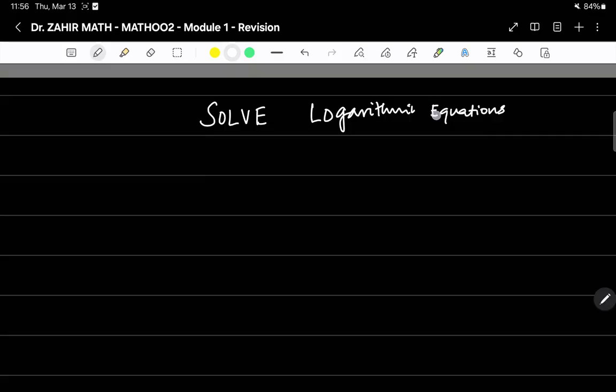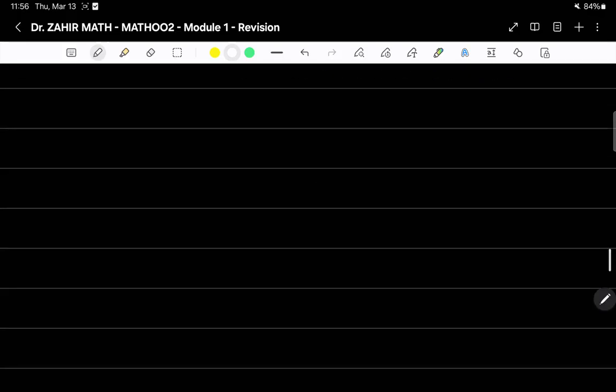So, solving logarithmic equations. What type of equations? I already told you in the introduction. We have equations like log or ln, whatever it is. Okay, so I'll give you three questions.